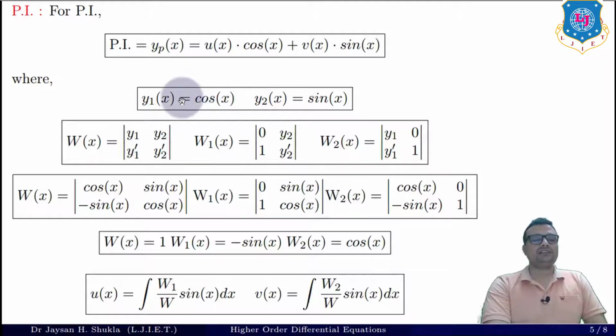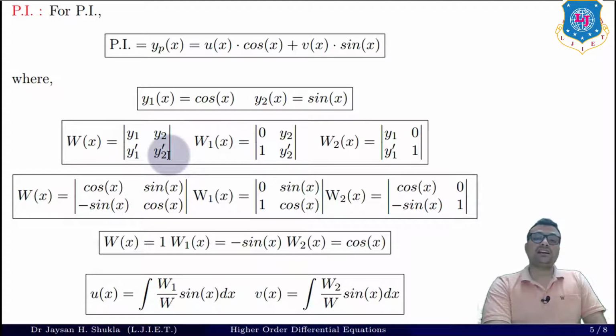Now, considering y1 as cos x and y2 as sin x, my Wronskian W is a value for y1 and y2 to check whether they are linearly independent or not. We have used this to verify whether the vectors are linearly independent. So I am taking y1, y1 dash, the derivative of y1, y2, and y2 dash, the derivative of y2.